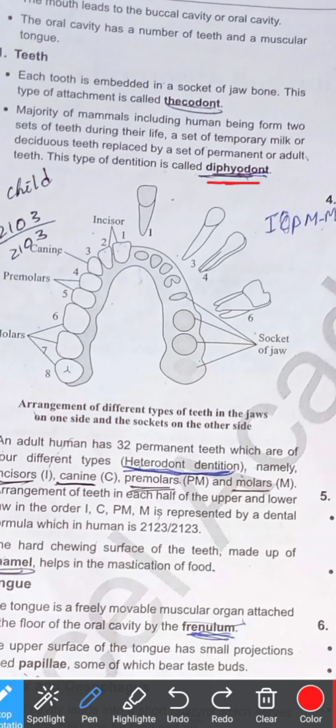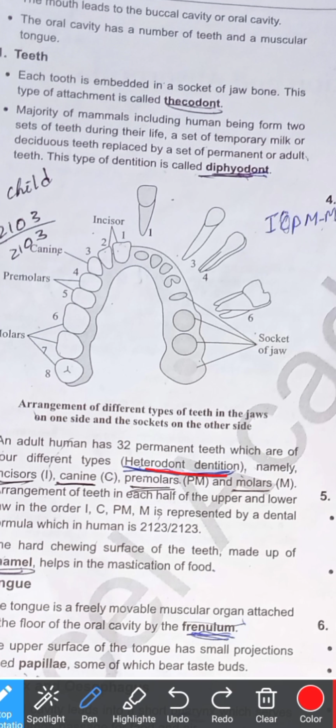One is during childhood, when they have the temporary teeth or deciduous teeth. This primary dentition is replaced in the adult by the permanent teeth. So totally they have two sets of dentition in their life cycle. Therefore they are called diphyodont.